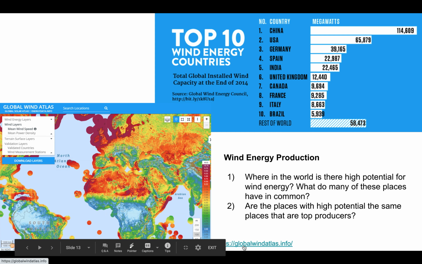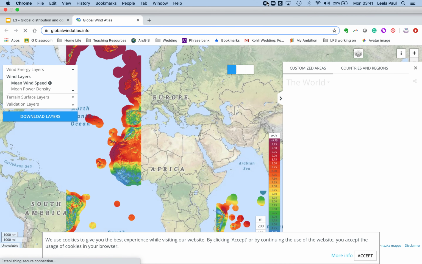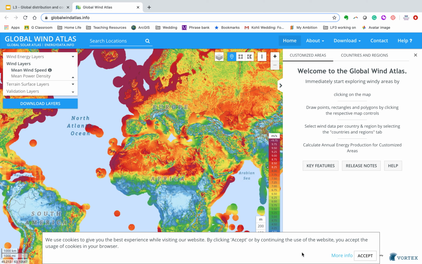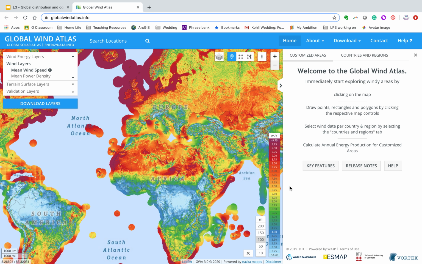And one thing that we notice when we look at this map, and there's a link down here to the Global Wind Atlas. Now, the Global Wind Atlas shows us, when it loads, where there is high potential for wind energy. Okay, it's working. So this is the Global Wind Atlas, and it shows us where places have high potential for wind power.